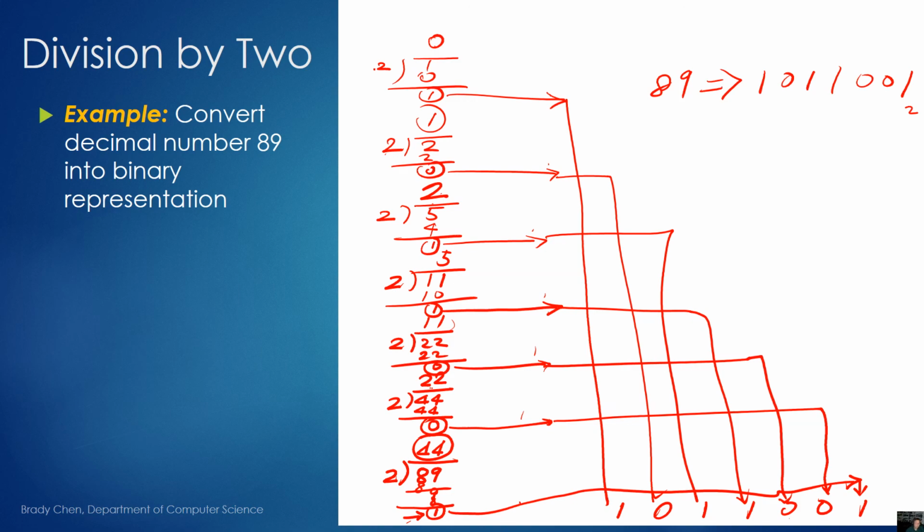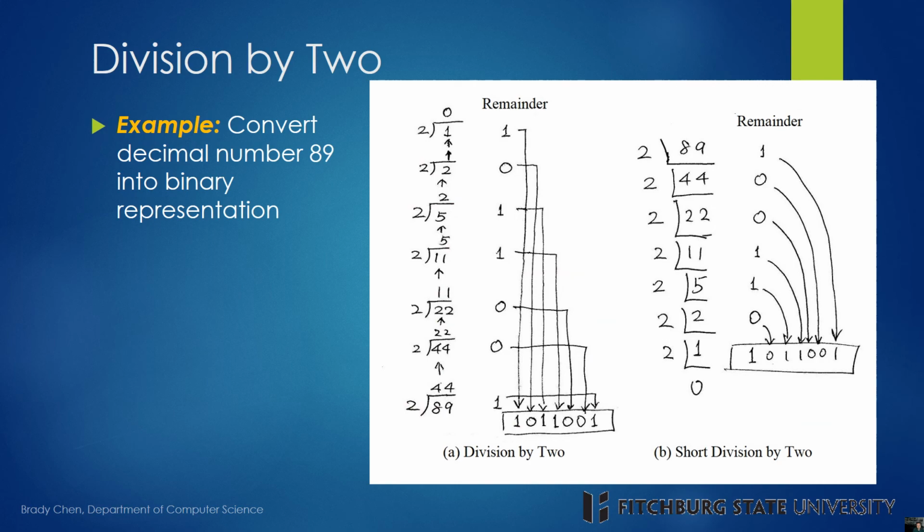Okay. It's very simple, right? So here's a summary of the previous example. We have a decimal number 89, right? And then we do the division. 89 divided by 2, you get quotient 44 and then remainder 1. And then we continue to do this division, and we record the remainders.